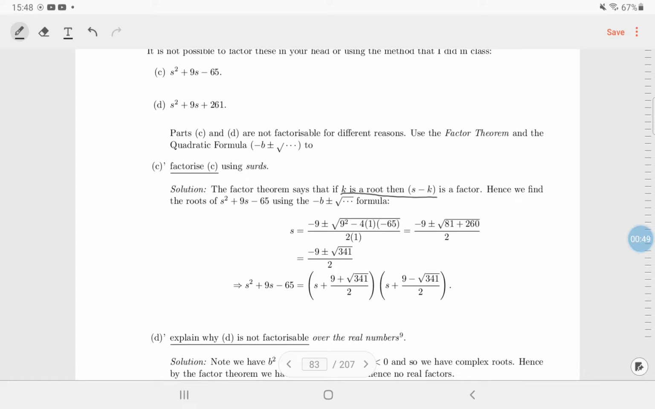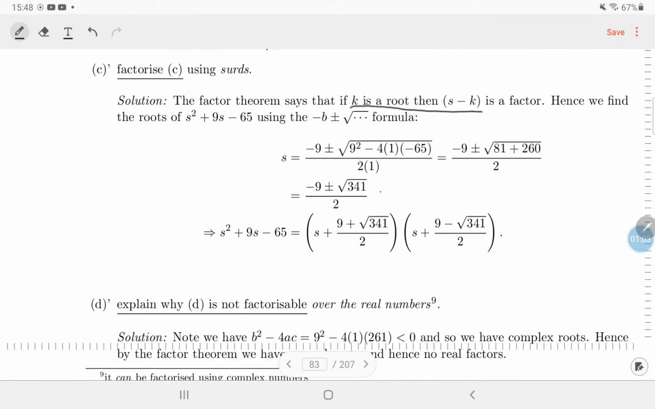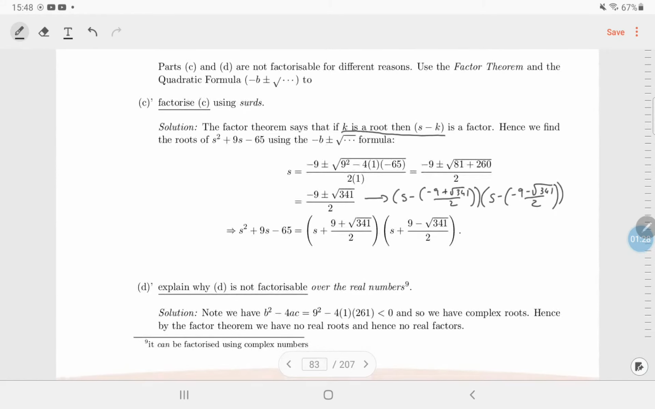But in chapter 3, if you have to factor, and what if my method doesn't work? Well, what you do is use the minus b formula, and then the roots that you get, the two answers here, minus 9 plus or minus square root of 341 over 2, they each give factors. So you get s minus, say the first one, minus 9 plus square root of 341 over 2, and then the other one would be s minus minus 9 minus square root of 341 over 2. And if you multiply in the minus, in both cases you get your plus 9, and then the minus plus gives you the minus, and the minus minus gives you the plus. So you can factorize it.